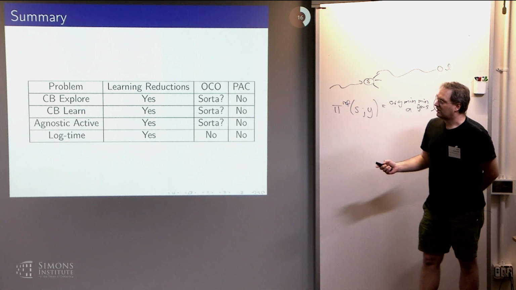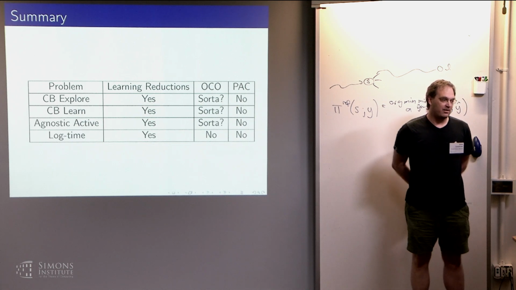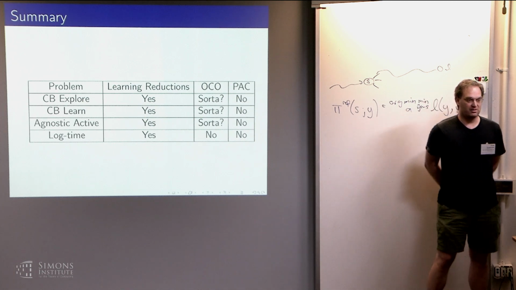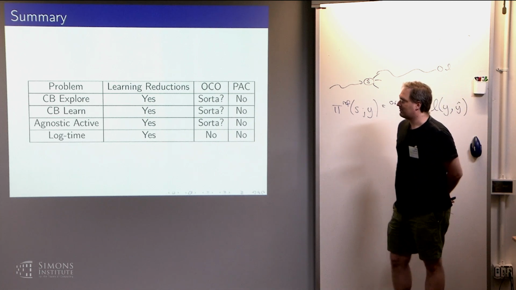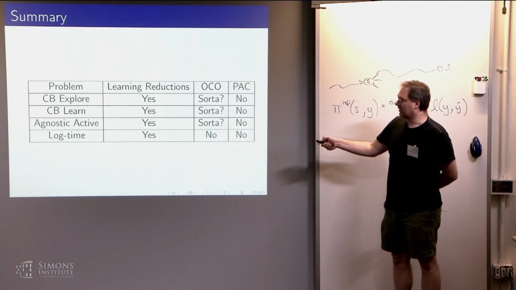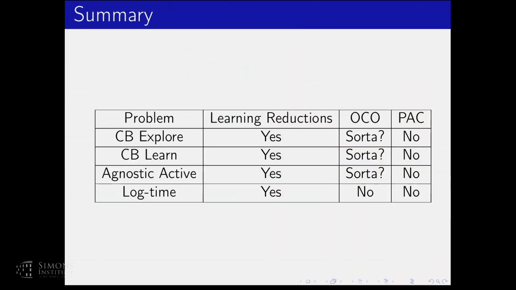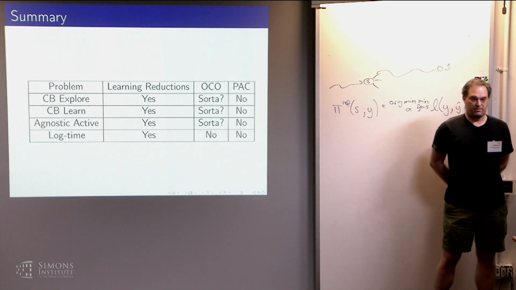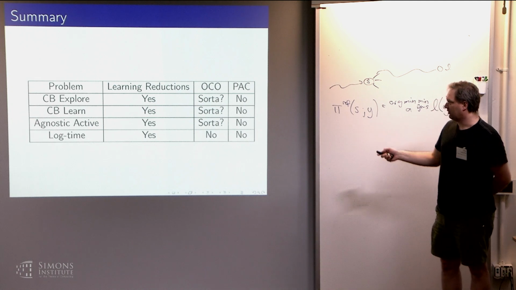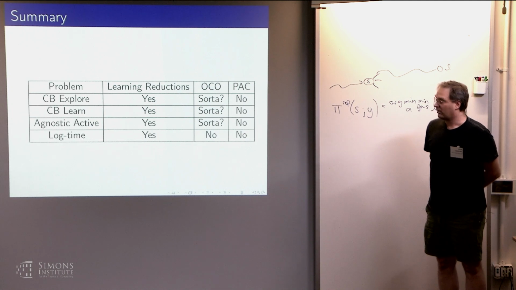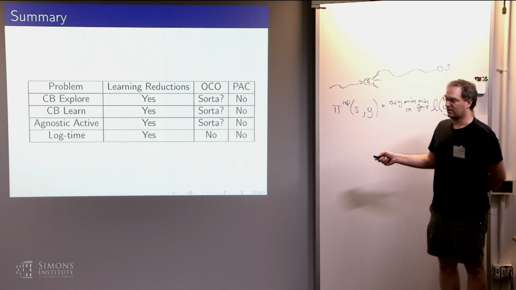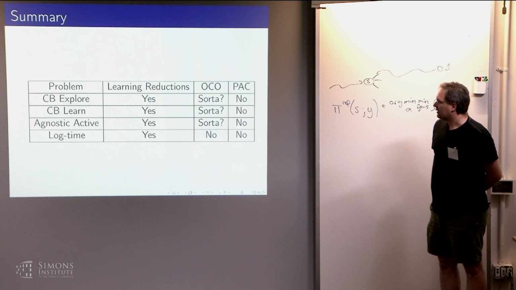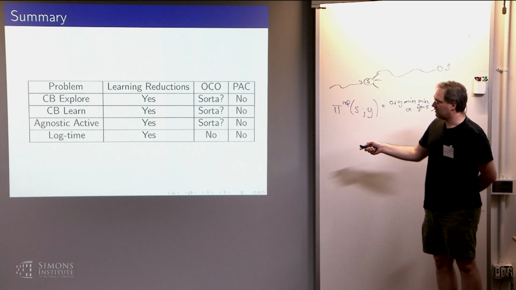Okay, so let's take a moment and think about what we went through in terms of different algorithms. I showed you that learning reductions can do something interesting for exploration algorithms, for learning in contextual bandits, for agnostic active learning, and for logarithmic time. And there's other research programs that go on in learning theory. There's the old PAC learning program, where these settings have not really been addressed much. And there's the online convex optimization approaches.